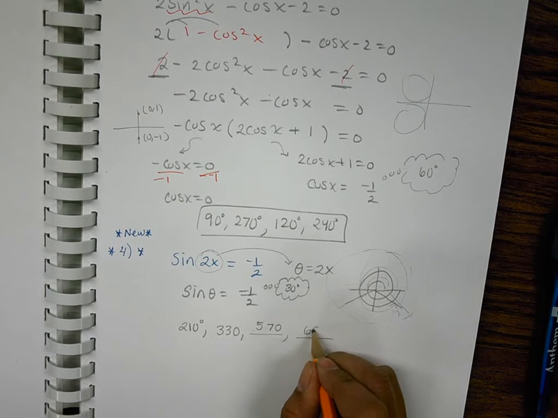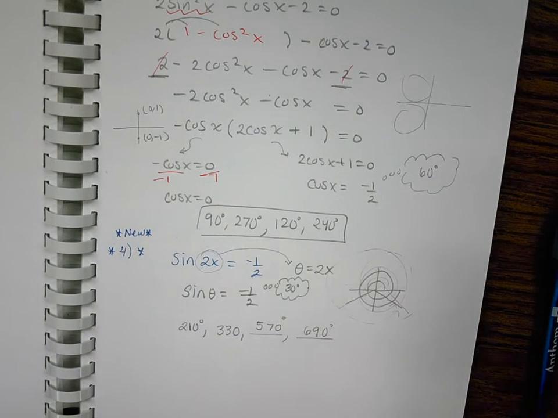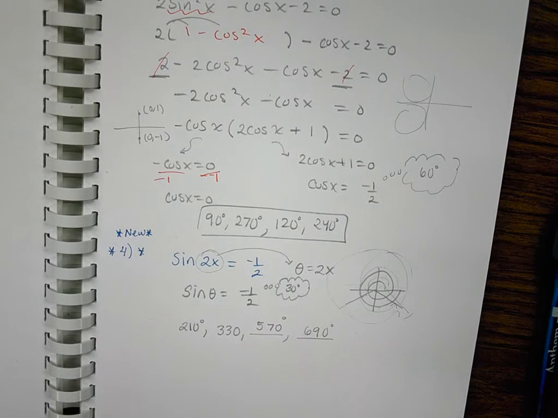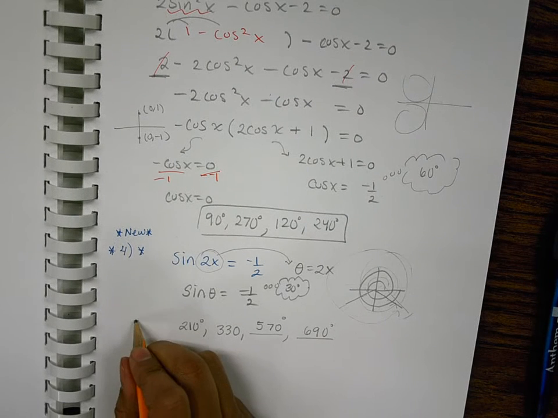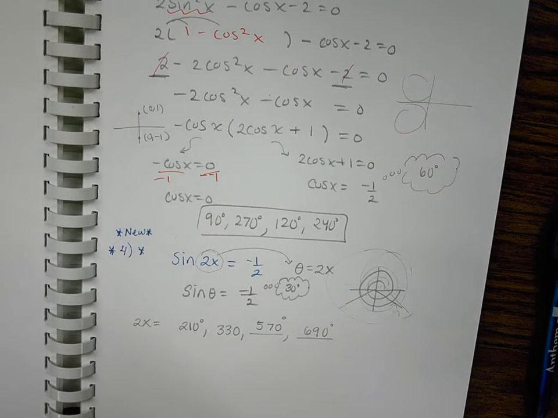$570 and $690. And this is what 2x equals. Now we have a problem. I'm hoping some of you have caught it, that this is too big. Earlier we said we should only be between 0 and 360, and this is bigger than 360.